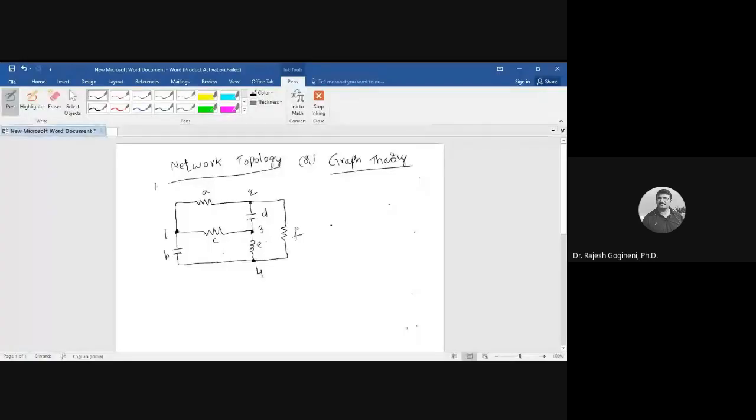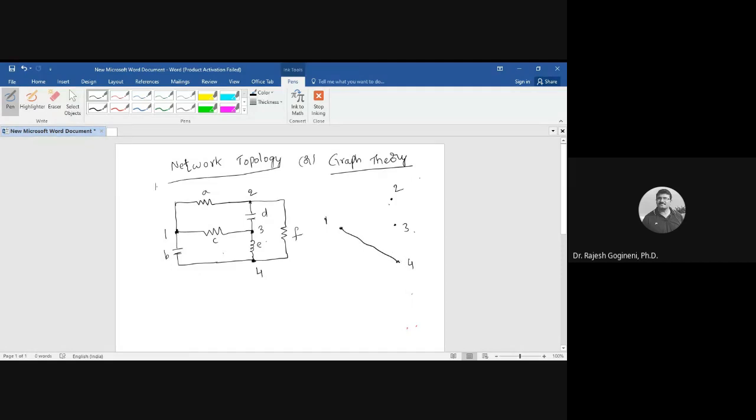So graph is nothing but writing, irrespective of the elements, line segments interconnecting the different nodes. So simply writing interconnection between. So see, how many nodes are there? I am indicating the nodes here. This is node 1, this is node 2, this is 3, and this is 4. I am writing each branch as a line segment. So there is a connection from 1 to 4 irrespective of the elements.